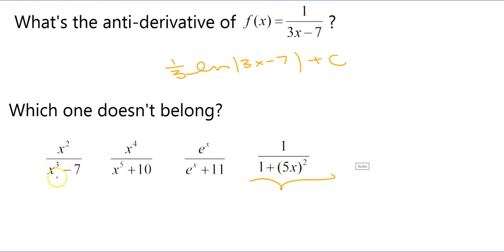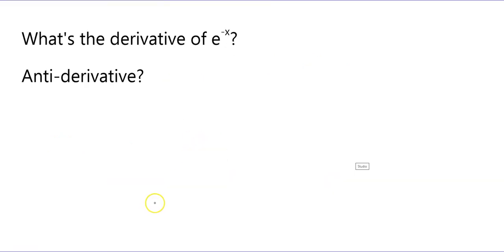Why do all the other ones work? Because you have a form of the derivative of the denominator in the numerator, right? The derivative of x cubed minus 7 is 3x to the power of 2. The derivative of x to the 5th plus 10 is 5x to the 4th. Again, remember those coefficients we're not too worried about. The derivative of e to the x plus 11 is e to the x. So let's try some of those.